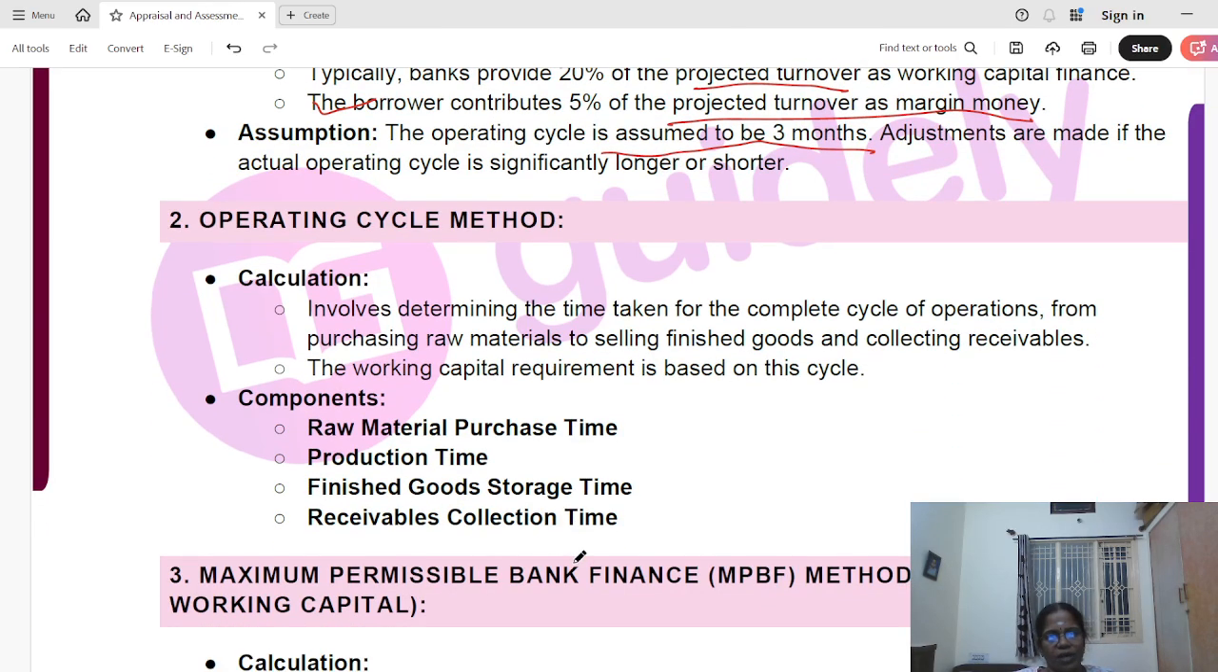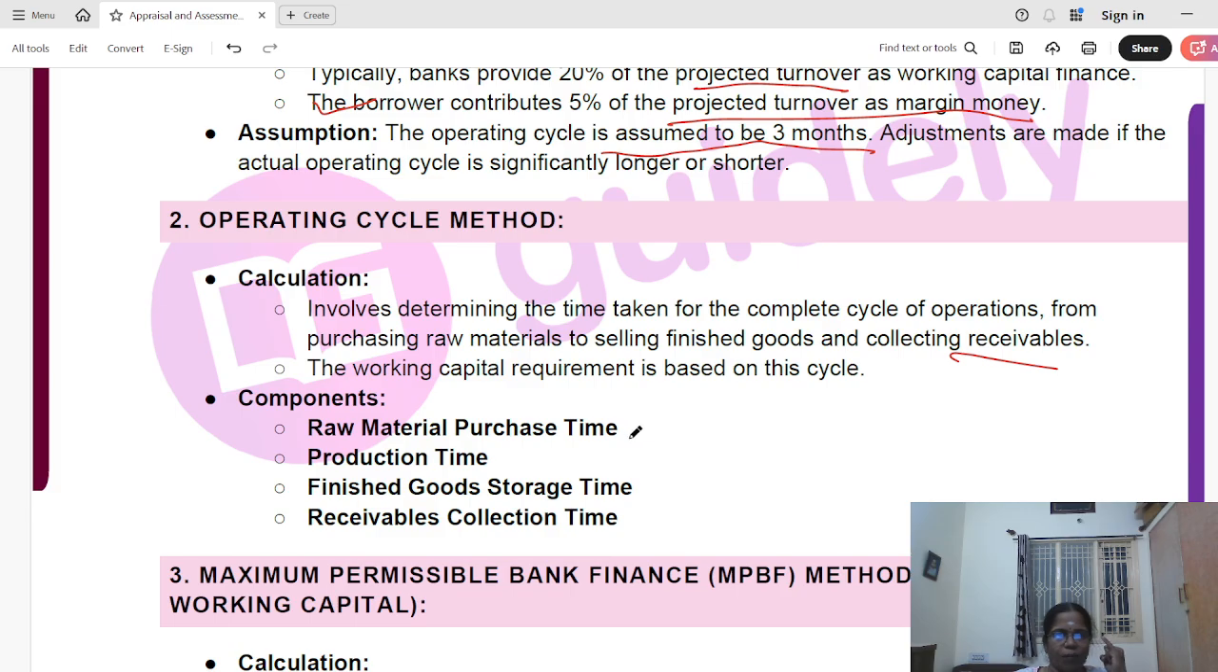Then another one is the operating cycle method, which involves determining the time taken for the complete cycle of operations. What is the time required from the purchasing of the raw material to collecting the receivables?